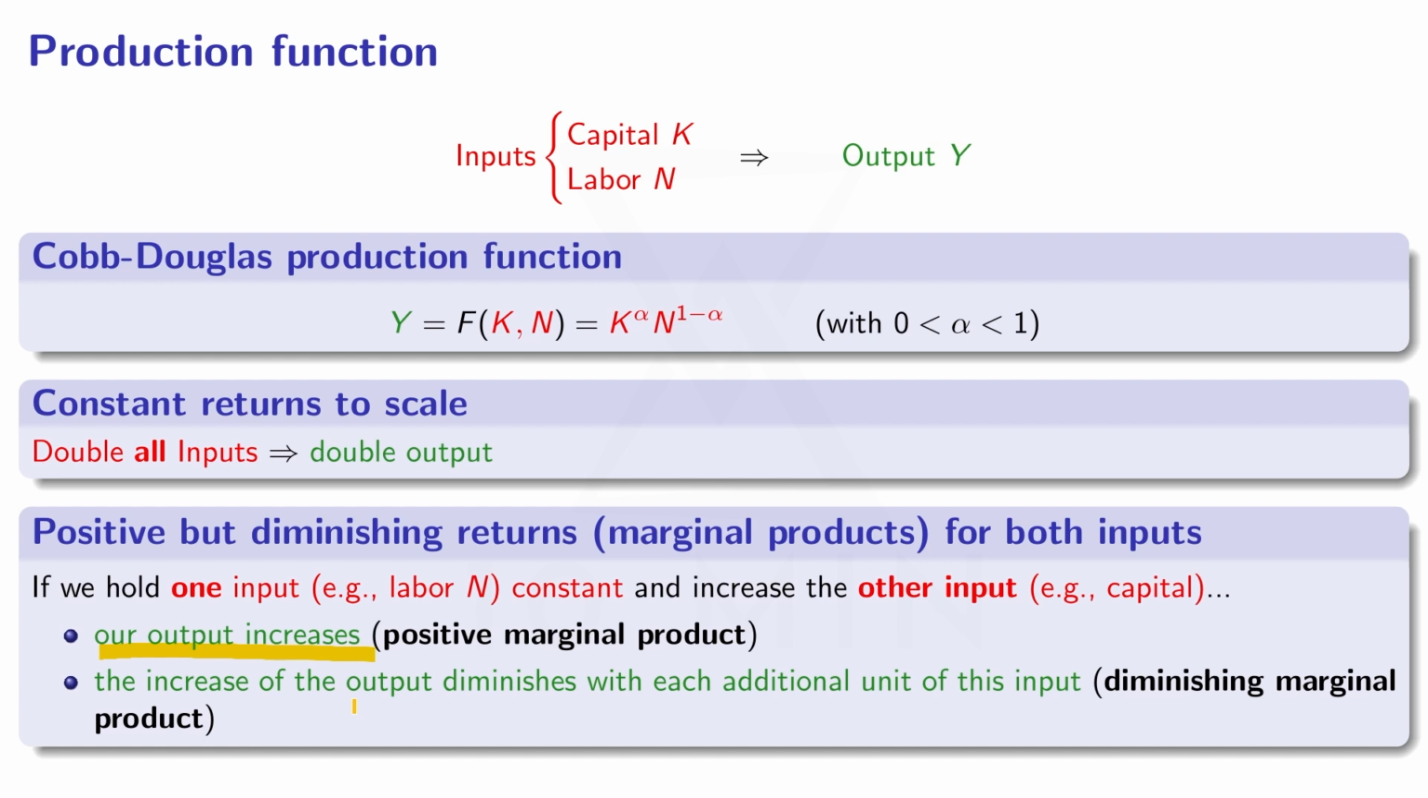Let's say we have a factory with 20 workers and 5 machines. And if we give these workers the 6th machine, then the output goes up by 10 units. This is the positive marginal product. But if we give them an additional machine, then the output maybe only goes up by 9. If we give them one more machine, the output maybe goes up by 8.5. So yes, we still have a positive marginal product of capital in this case, but this positive marginal product is diminishing, meaning if we add more and more capital holding labor constant, then the positive output effect of this additional capital gets weaker and weaker.